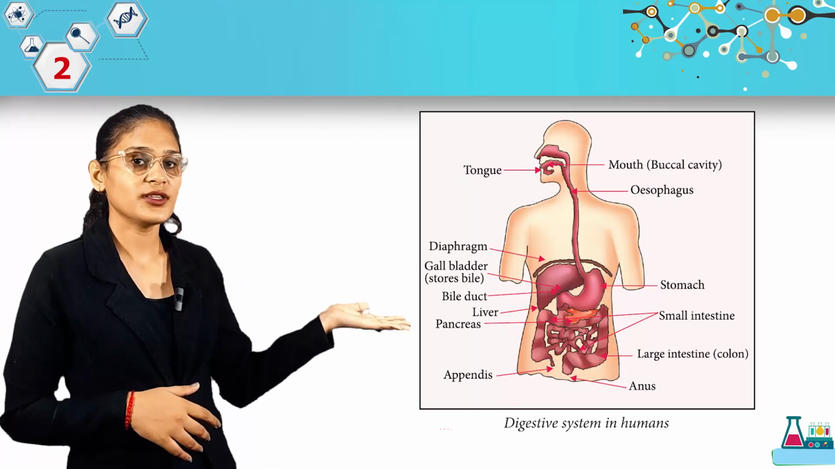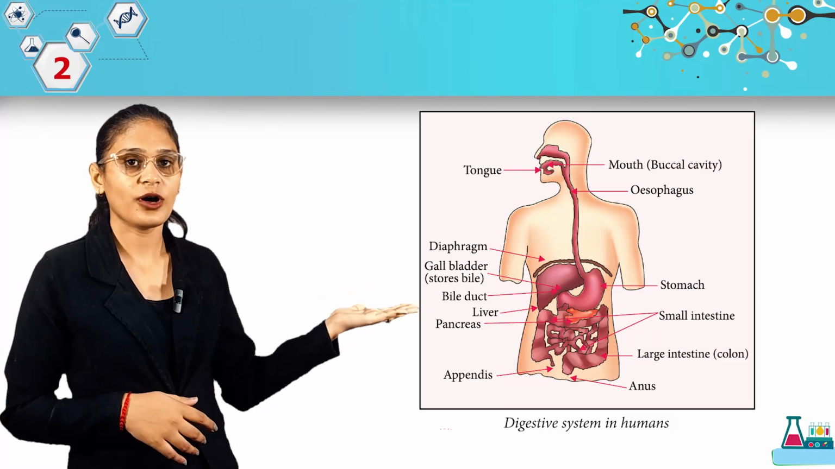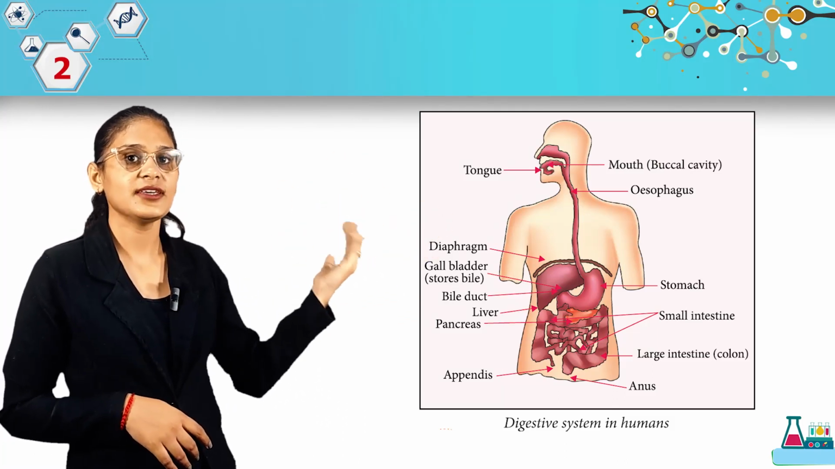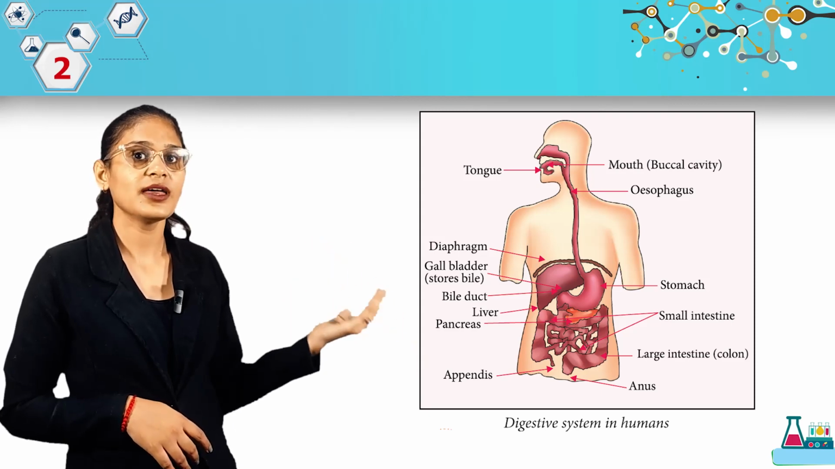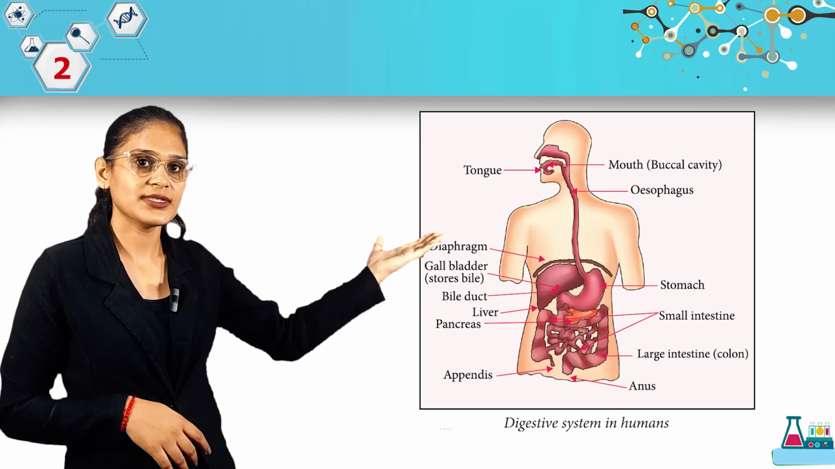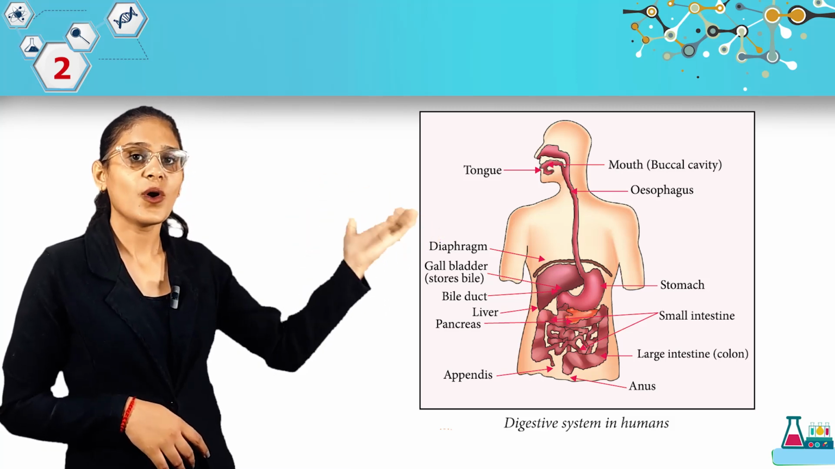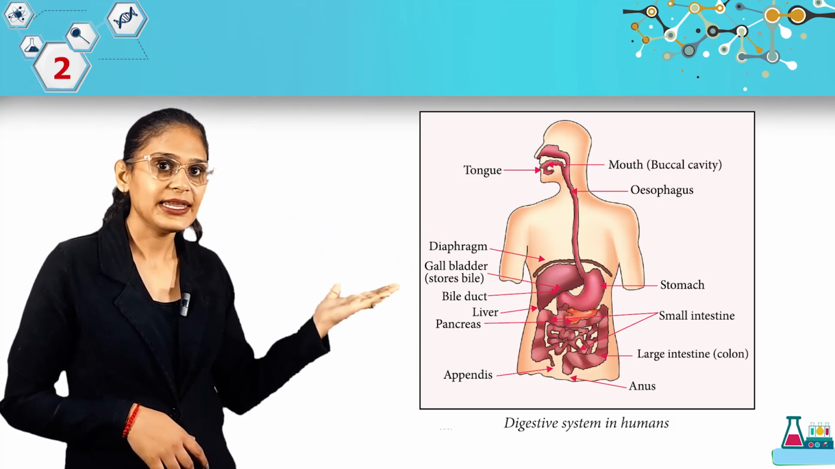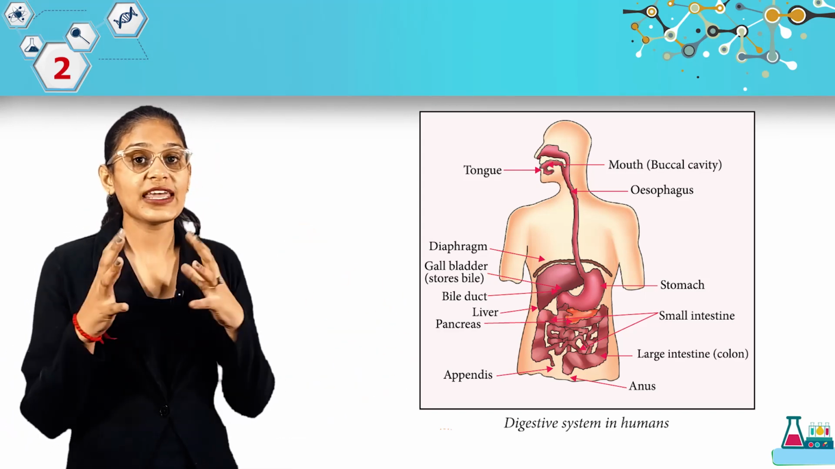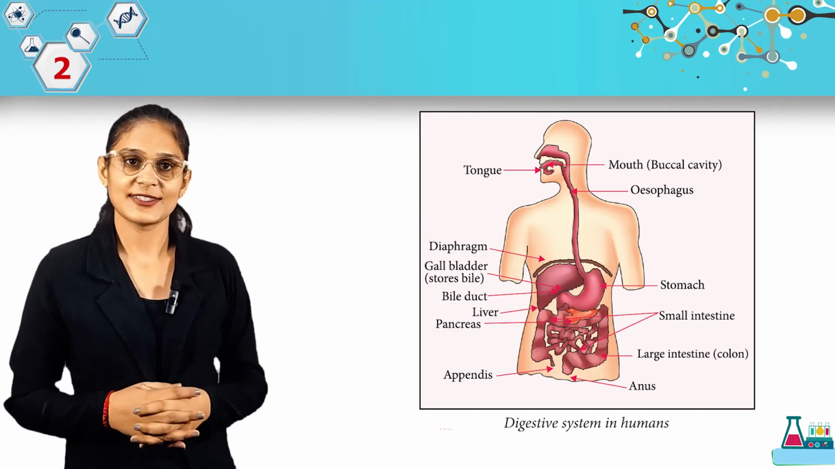Look at this picture, students. This is the picture of the digestive system of humans. Look at the first: tongue, mouth, buccal cavity, esophagus, then we have stomach, small intestine, large intestine. Now come to this side: diaphragm, gallbladder, bile duct, liver, pancreas, and in the last here is appendix. So these are the parts of our digestive system.